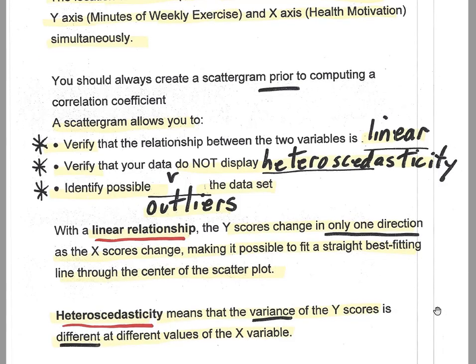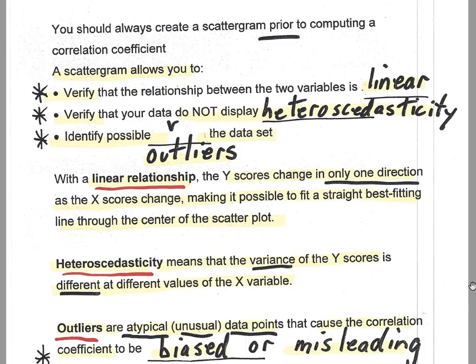Here's the next term, the next characteristic that you, in this case, don't want in your data set, heteroscedasticity. Heteroscedasticity is a bad thing. It means that the variance of the y-scores is different at different values of the x variable. I do not expect that to make any sense just yet. In a minute, I'll show you a graph that hopefully will allow it to make sense.